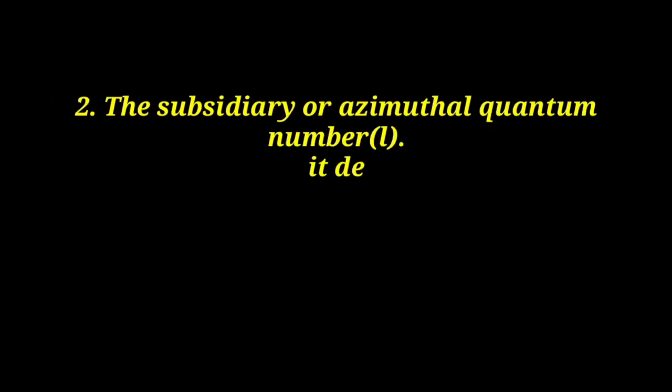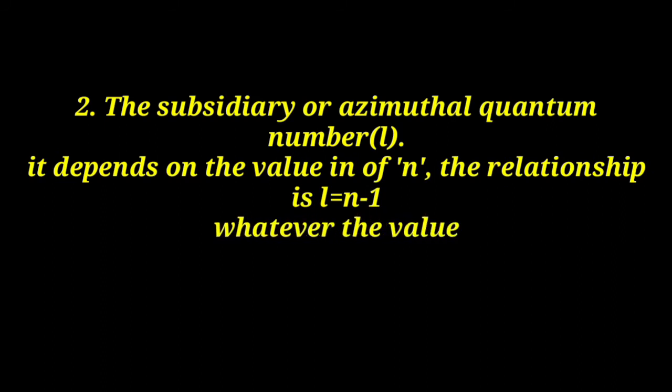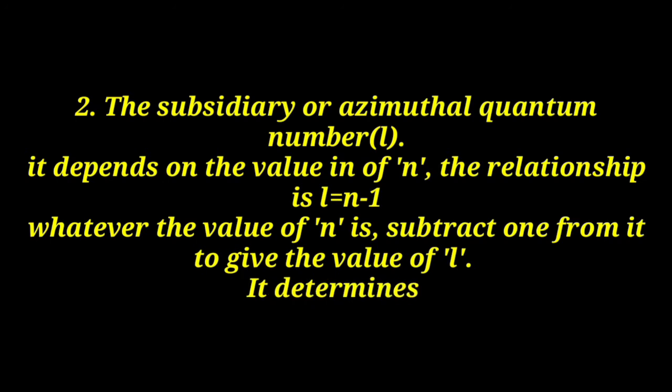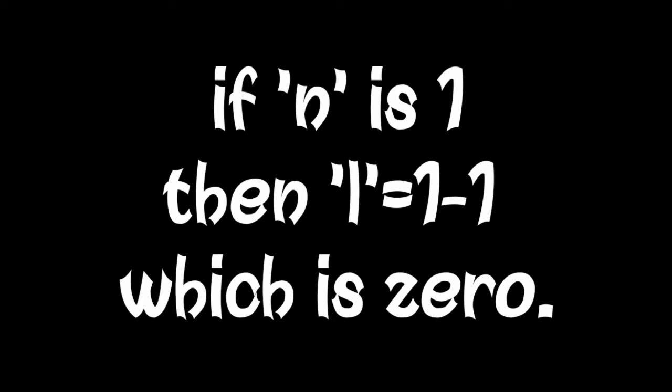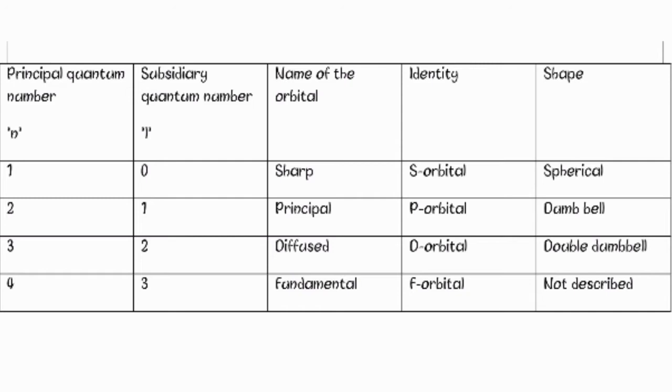2, the subsidiary or azimuthal quantum number L. This depends on the value of the principal quantum number I just mentioned. It has discrete values from 0 to n minus 1. That is, if the value of the quantum number is n, we subtract 1 from n to get the subsidiary. For instance, if n is 1, we have 1 minus 1, which gives us 0. If n is 2, we have 2 minus 1, which gives us 1. It shows the shape of the orbital.